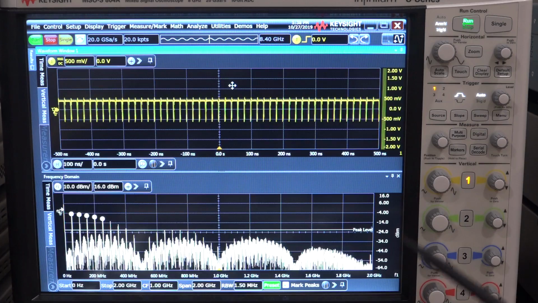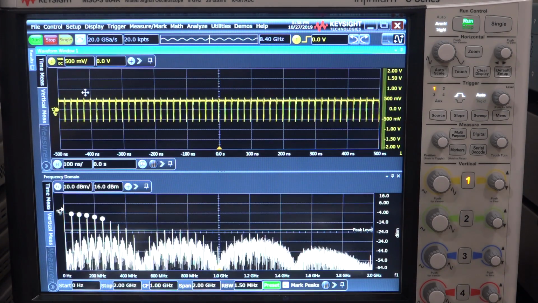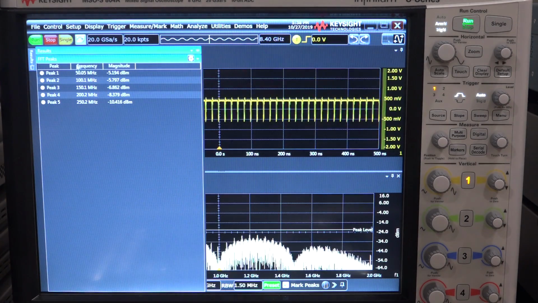That's to be expected, of course. And you can see that we have several dominant tones. Those are going to be the fundamental frequency of these pulses, and we can measure that. We can see that the frequency of those is about 50 megahertz. So the instrument is keeping the pulses at a constant 50 megahertz frequency.